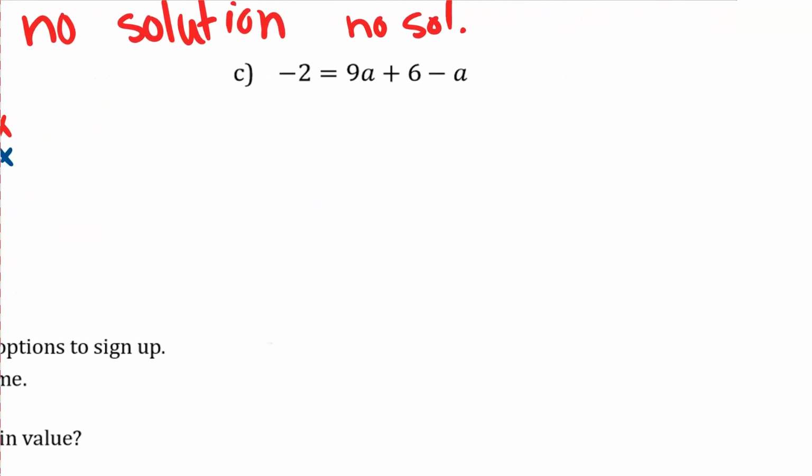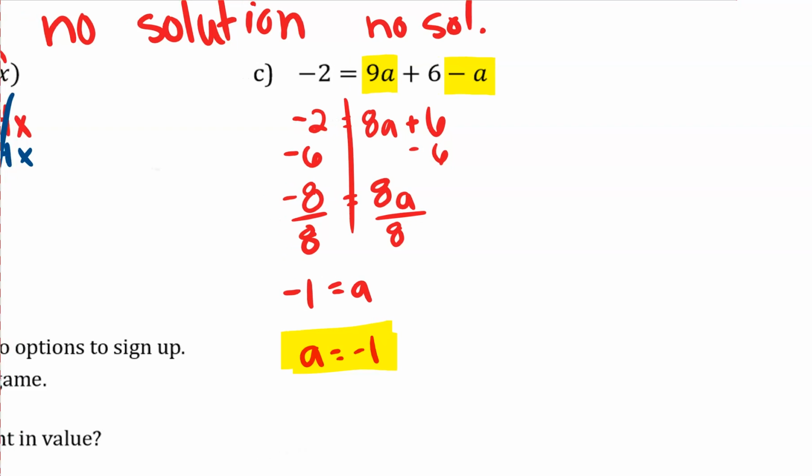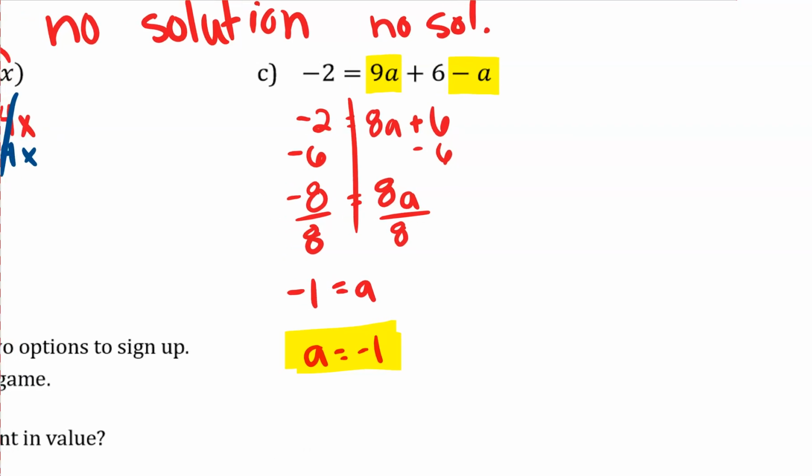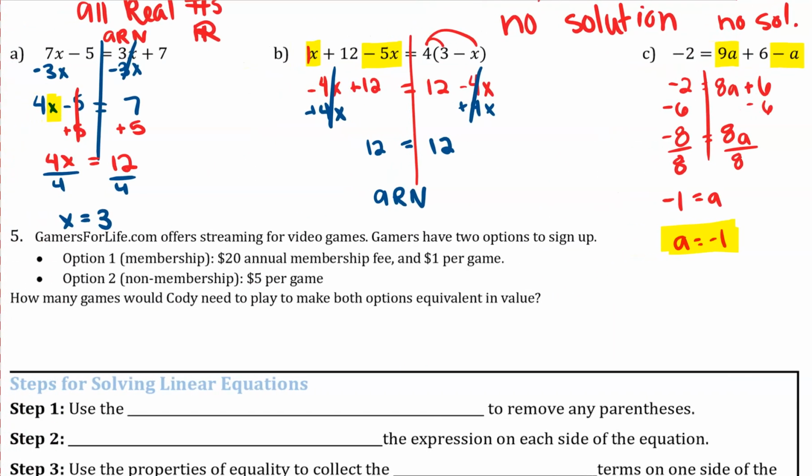I'm going to have you pause the video and do number C or letter C on your own. So pause the video right now. Here's your solution to C. You combine like terms first and then move things away from the x.